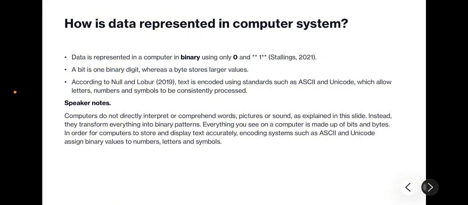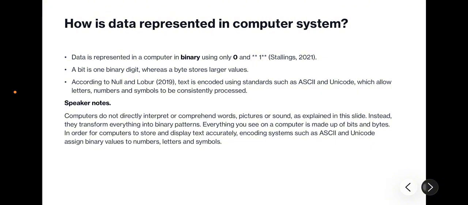How is data represented in a computer system? The data is represented in a computer in binary using only 0 and 1. A bit is one binary digit, whereas a byte stores larger values. According to Null and Lower, text is encoded using standards such as ASCII and Unicode, which allow letters, numbers, and symbols to be consistently processed.